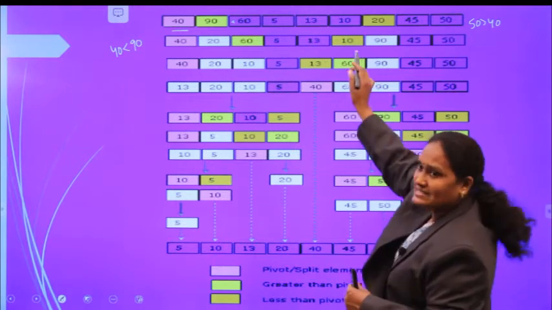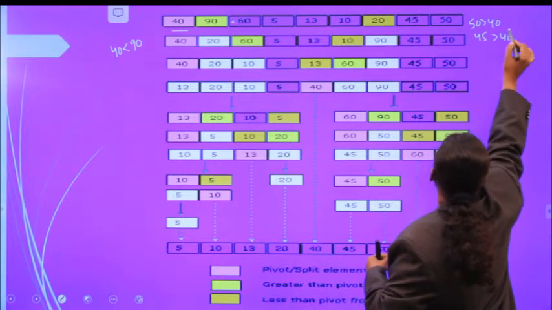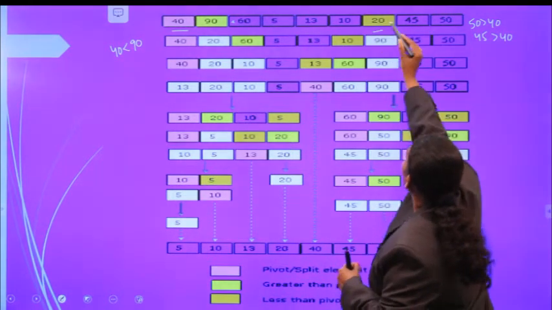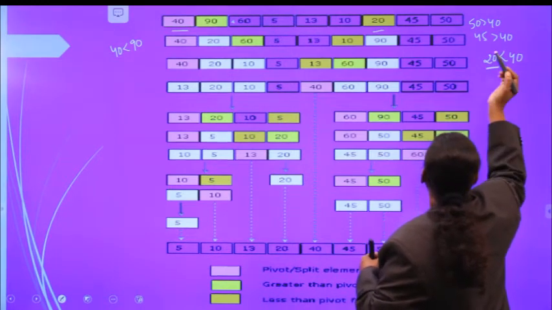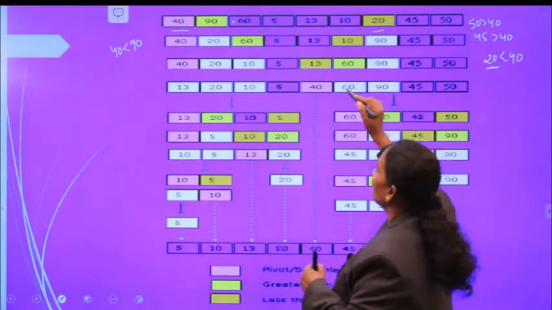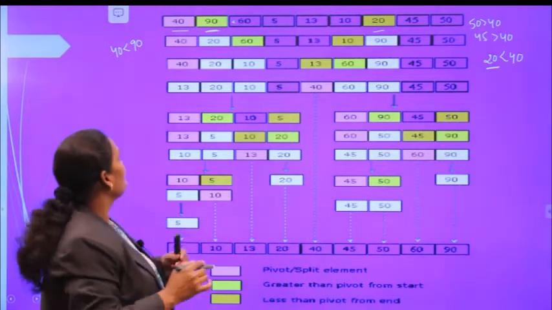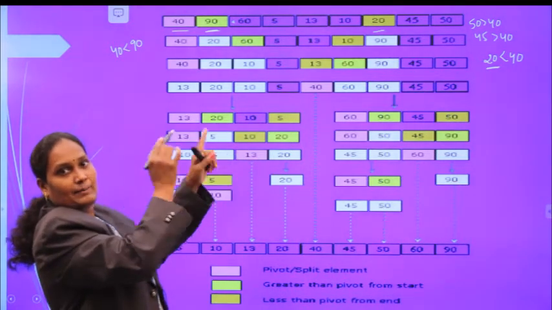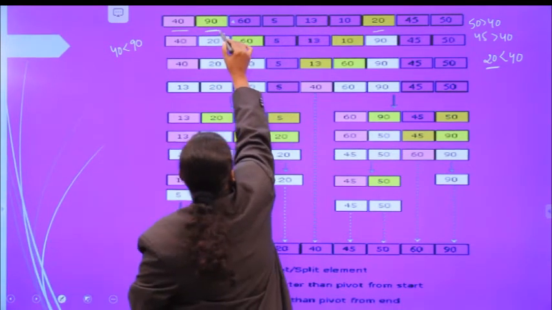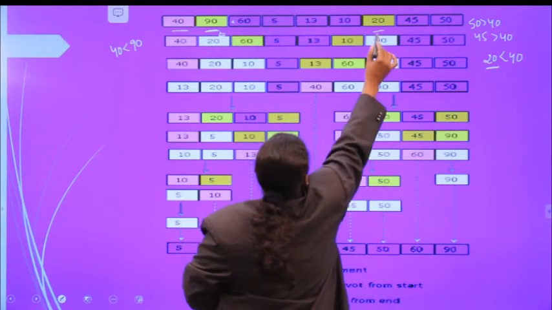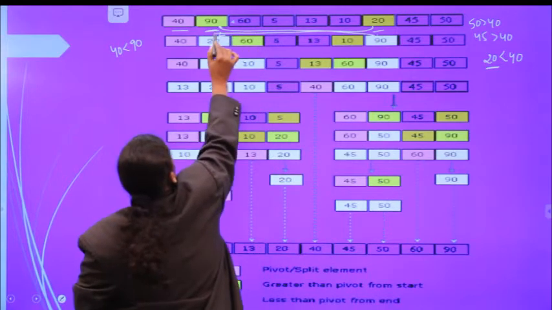If you observe from this side, here 50 is greater than 40, and I need to find a lesser element. So after that I am going to compare with 45. It is also greater than 40. Now if you see 20, it is less than 40. Here I found the first element which is less than the pivot element, and there I found the first element which is greater than the pivot element. Now I am going to swap those two elements. That is, 20 comes here and 90 comes here.